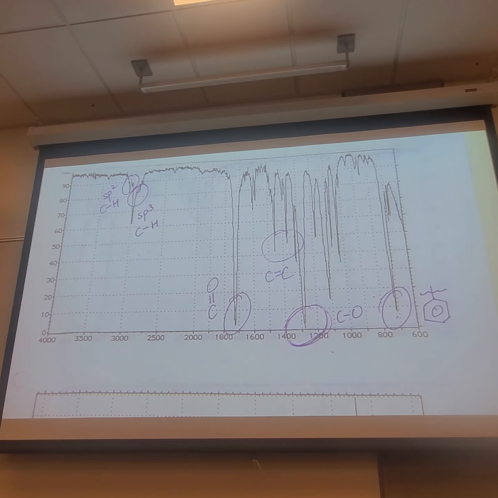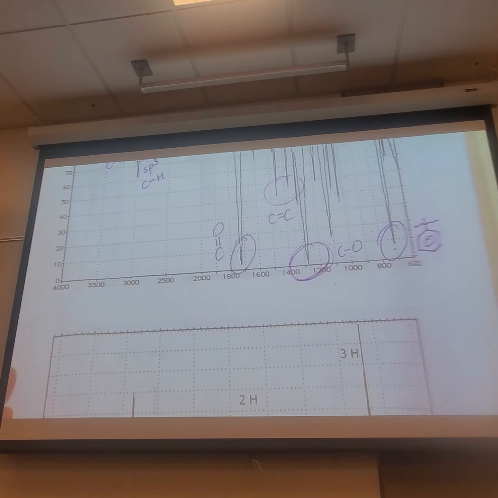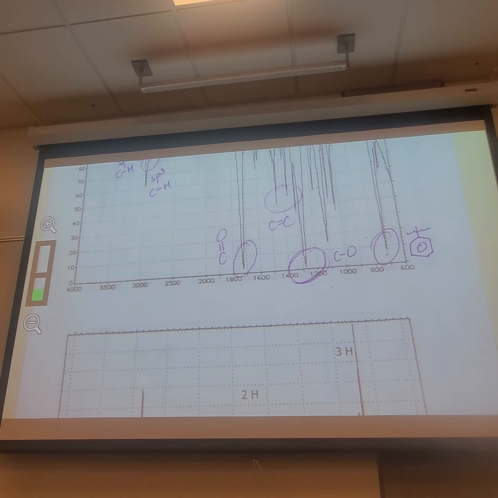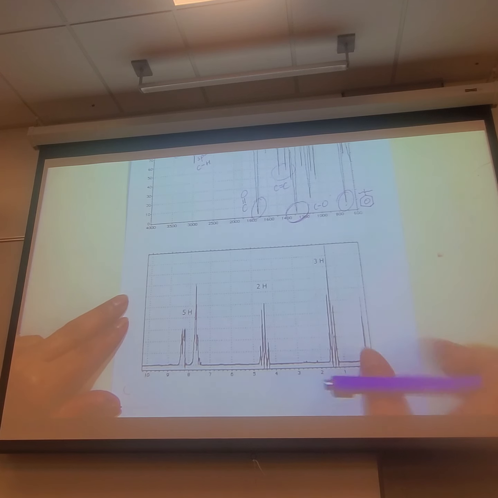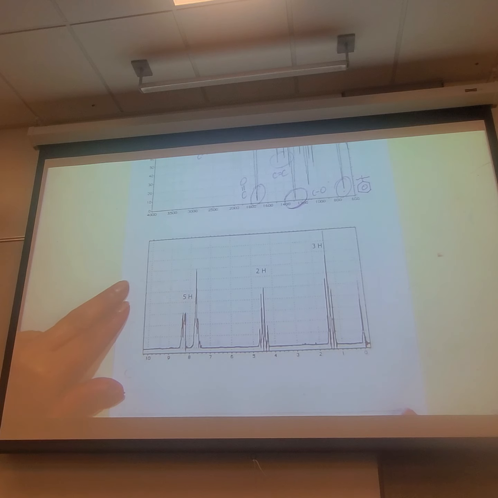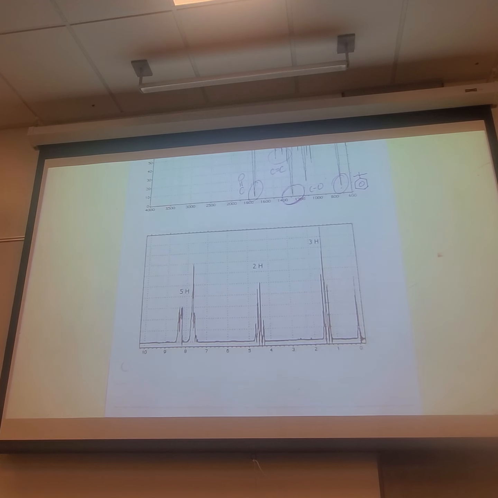Everybody okay? Now let's look at proton NMR and see what we are getting off of that. So we already know IHD is 5. Okay. How many signals? How many signals?